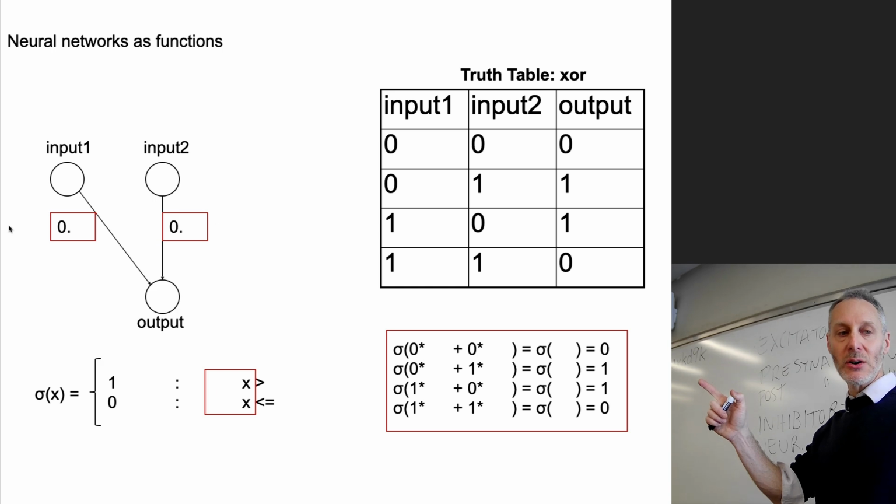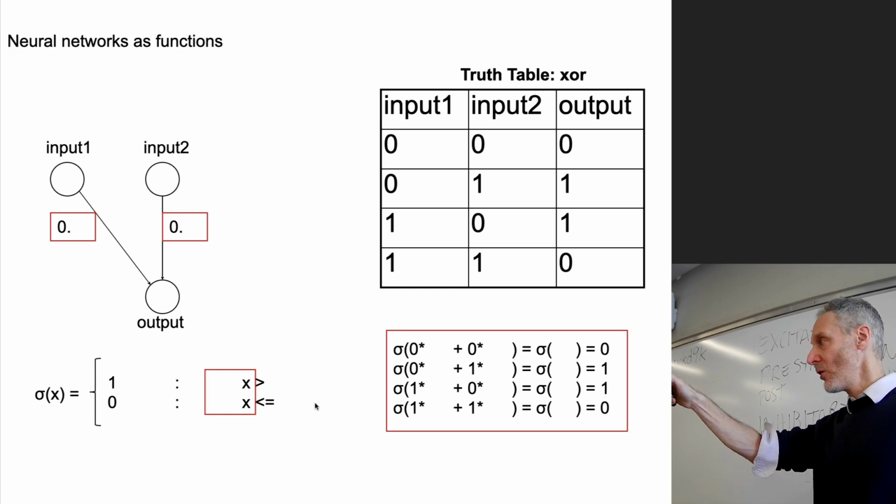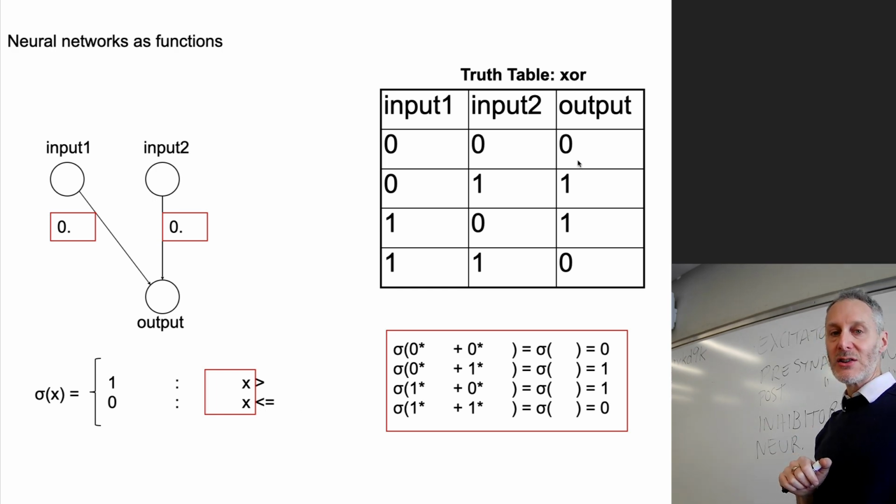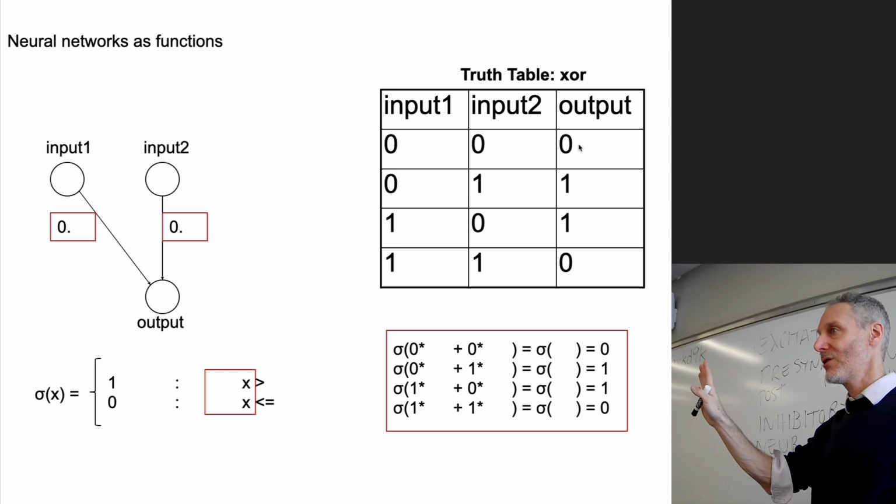Let's plug in 0, 0. 0 times 0.5 plus 0 times 0.5 is 0, which is below or equal to 0.5. So we set this to 0. So far, so good. Your solution got 1 out of 4 correct so far.